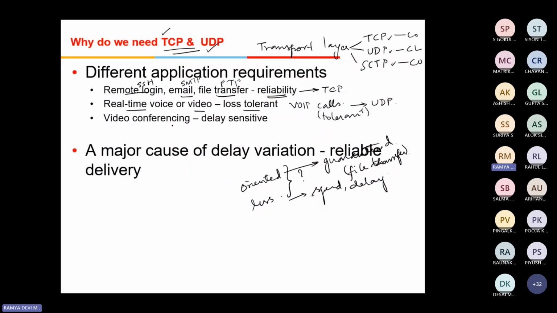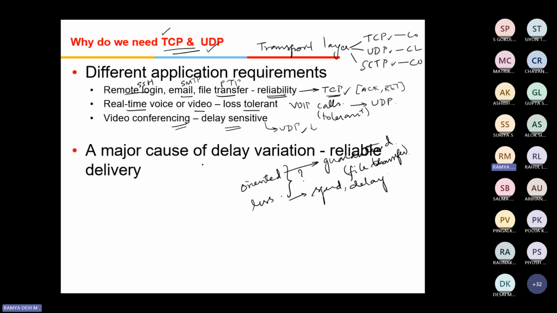Likewise, video conferencing applications are delay sensitive, right? Timing is everything, so even a small delay can interrupt the flow of conversation. In that sort of case, we'll be going for UDP, which helps minimize the delay. TCP introduces delay, but how does TCP introduce delay? With the help of acknowledgements and retransmissions. UDP reduces the delay by ignoring the acknowledgements and retransmissions.